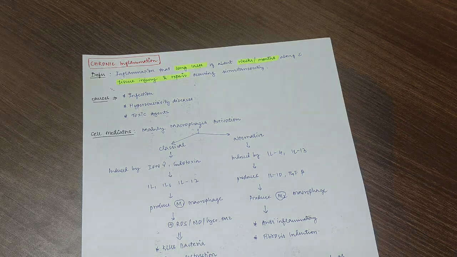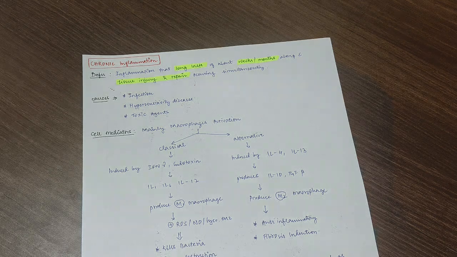So what are the causes? Infections. There are long standing infections, hypersensitivity diseases and toxic agents. These are the causes of chronic inflammation.